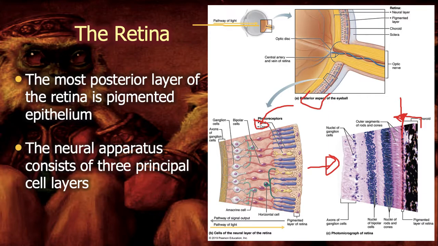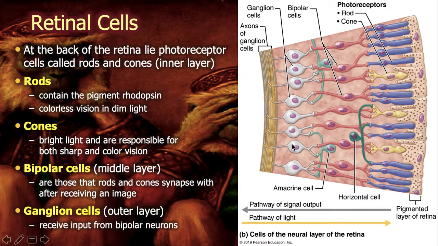The rest of this, though, these other three layers that we're going to talk about, make up the neural apparatus. And so that neural apparatus is important for picking up photo information and sending it to the optic nerve. So let's talk about those three layers, the neural apparatus. We are going to work our way from the back of the eye to the front.